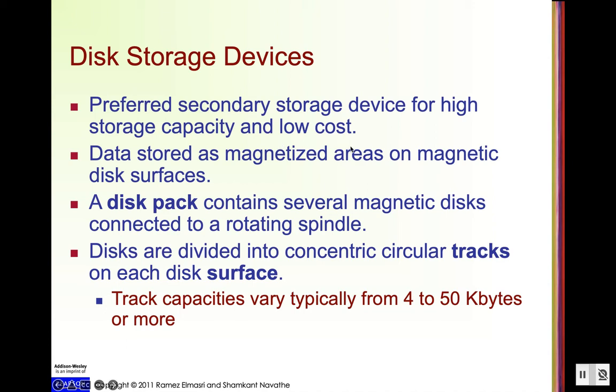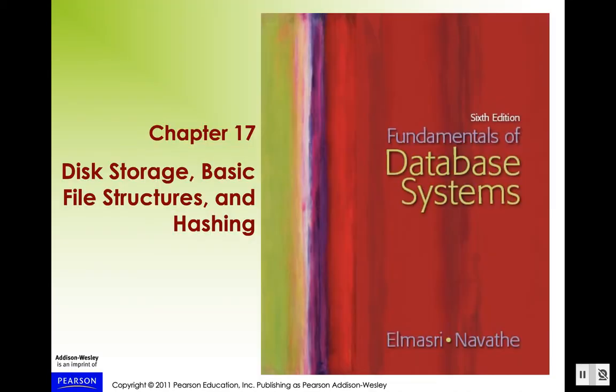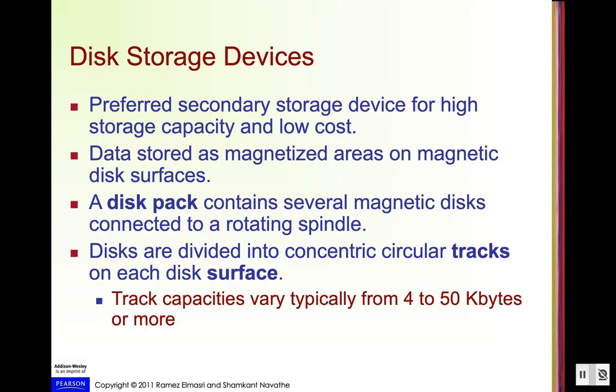Now in this chapter we are going to talk about the disk storage, how the database management system manages this disk storage, and what the basic file structure is. All the data is actually stored as magnetized areas on the magnetized disk surface. There is a disk pack that contains several magnetic disks, and each of the magnetic disks is connected to a rotating spindle.